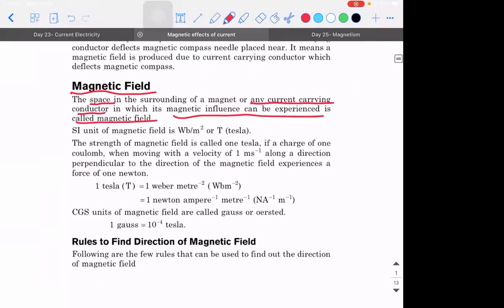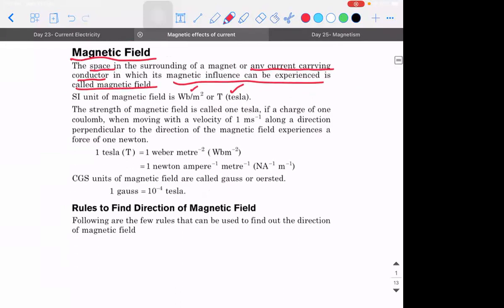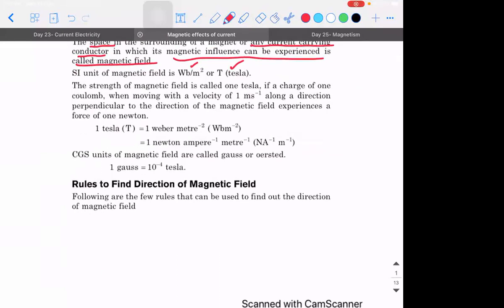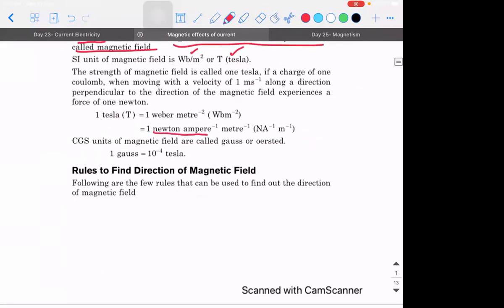Okay. So what are the SI units of it? In this chapter, we learn it as Tesla, but this can also be written in terms of the unit of flux, which is Weber per meter square, right? So this Weber per meter square can also be written as Newton per ampere per meter. Similarly, the CGS unit is Gauss. 1 Gauss is 10 power minus 4 Tesla.